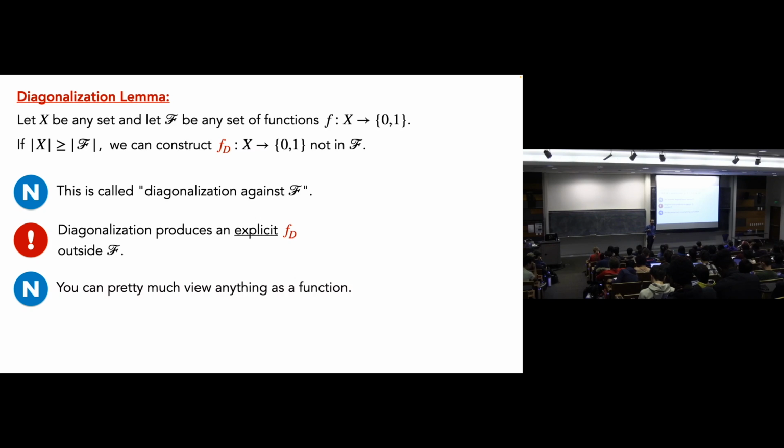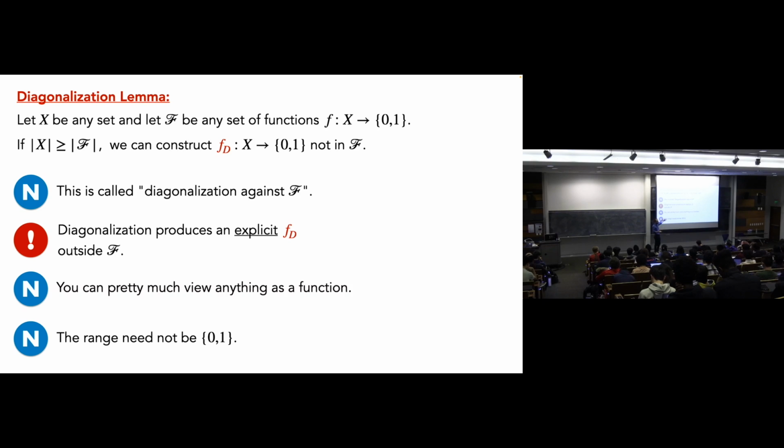You can pretty much view anything as a function. So the reason I presented diagonalization using a set of functions is because functions are very versatile. Pretty much like sets are functions, numbers can be viewed as functions, anything can be viewed as functions. So that's why I use functions here. And the other observation is that the range, I use 0, 1 here, but I hope you see that that doesn't have to be the case.